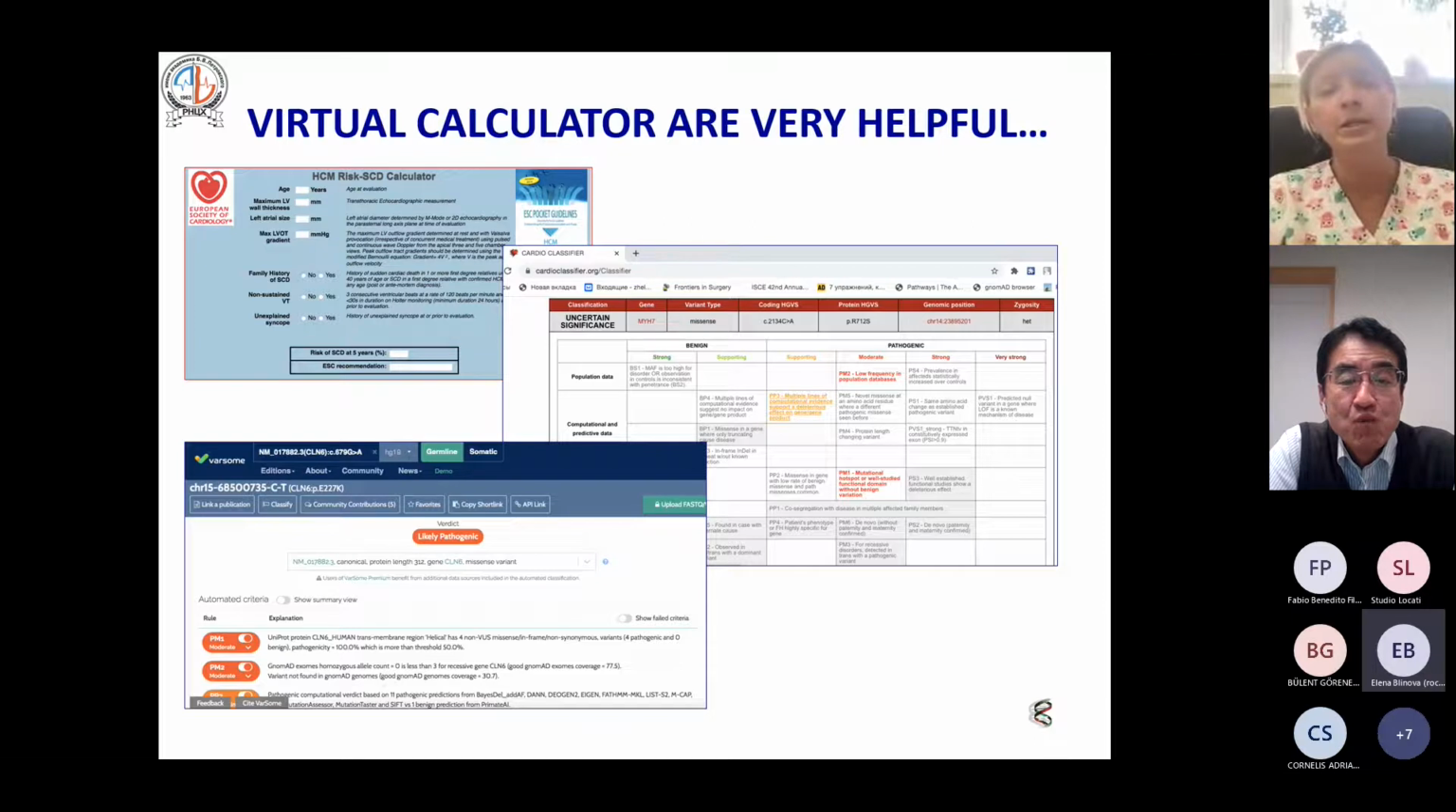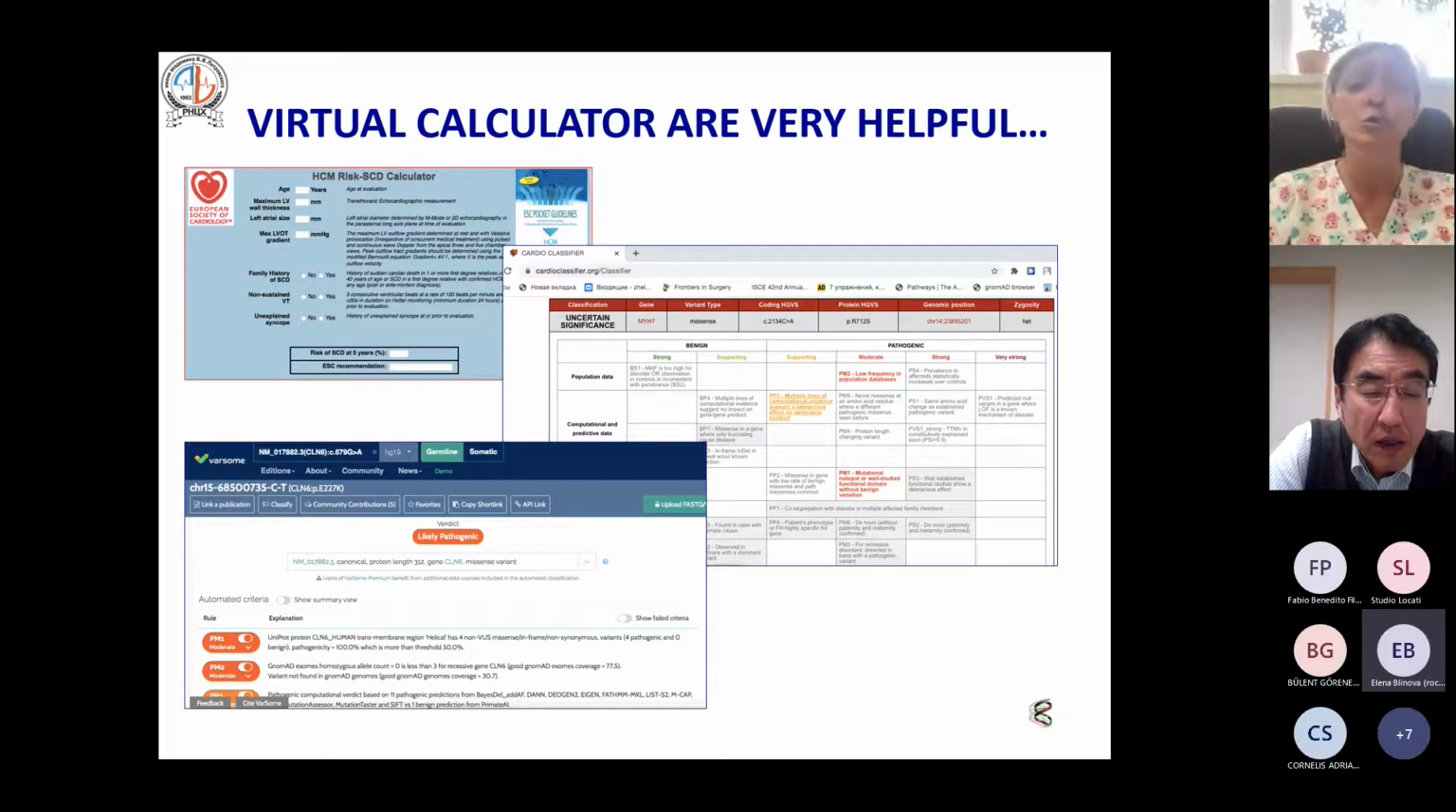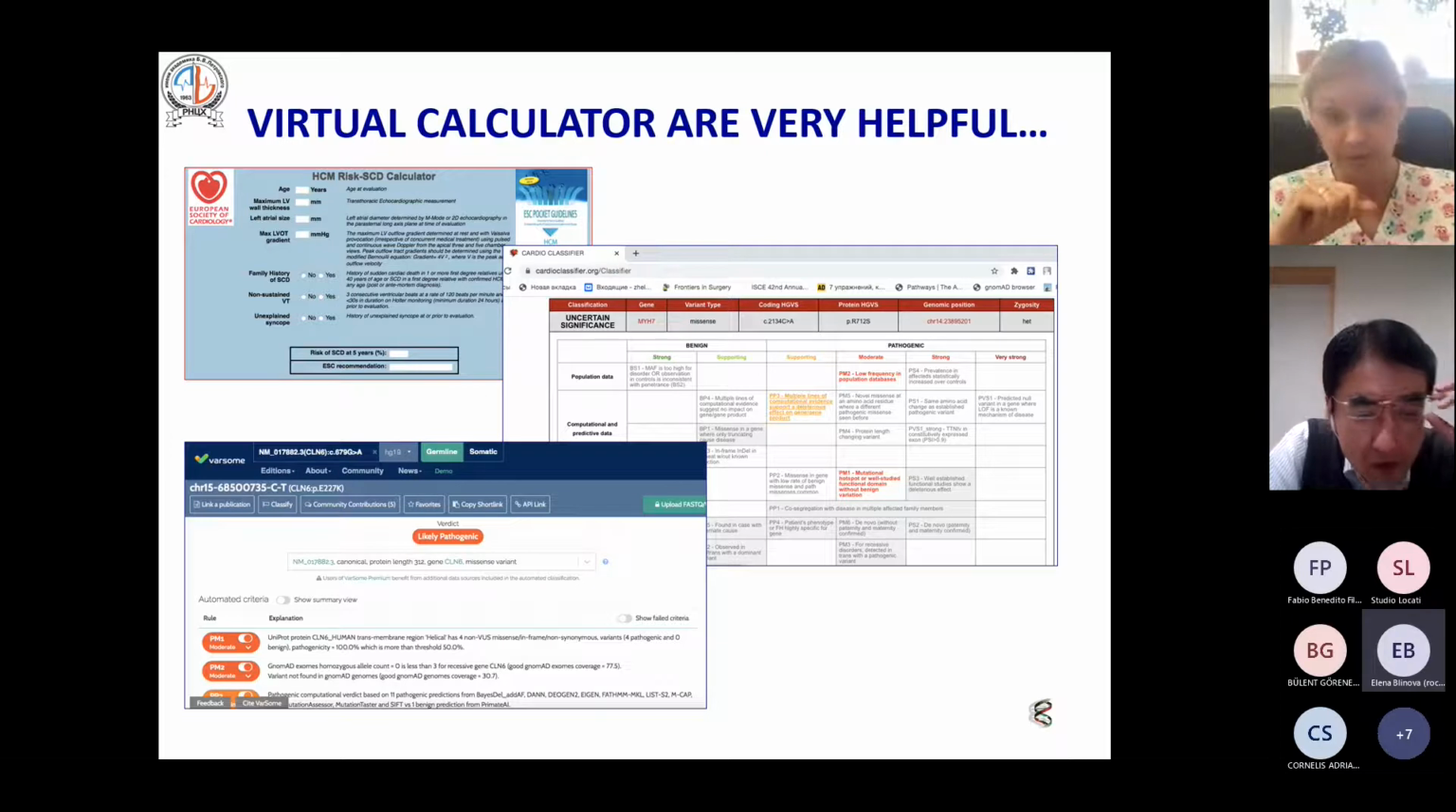To estimate pathogenicity correctly, there are 22 different criteria. And right now, cardiologists have their own virtual calculator for sudden cardiac death risk estimation. In genetics, we also have several online and offline tools to facilitate this process and make it as fast as possible. Next, please.